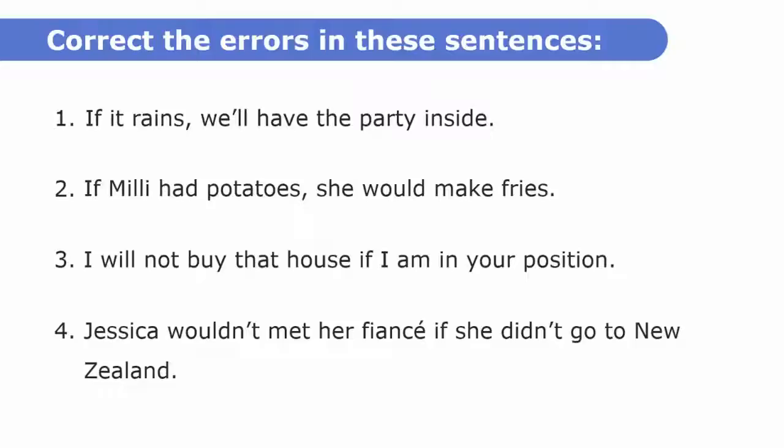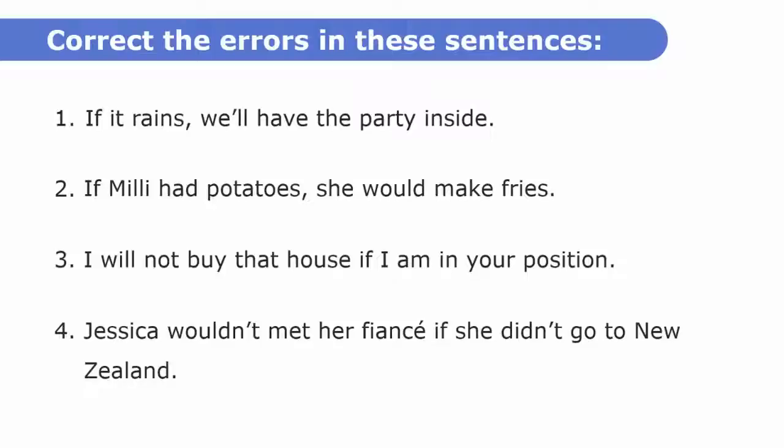Number 3, I will not buy that house if I am in your position. This sentence is an attempt to give advice. Now, what conditional is this sentence in? Well, it should be in the second conditional. Why? Because I am not in your position. I am imagining being in your position. In fact, I cannot be in your position. Only you can be in your position.